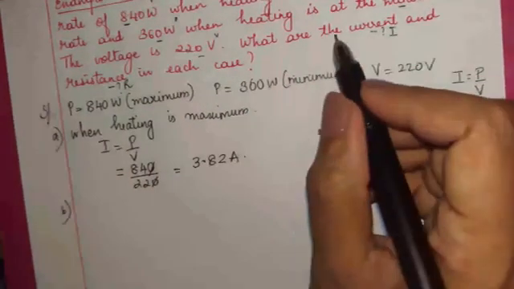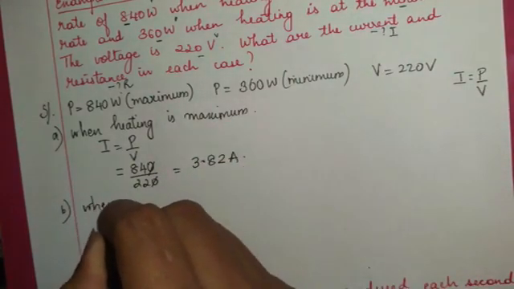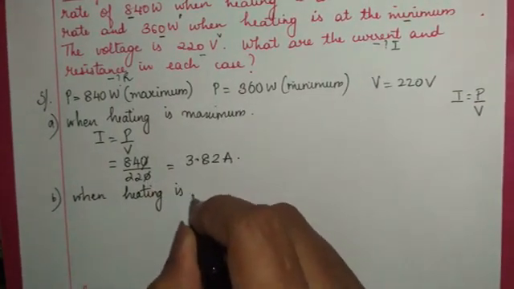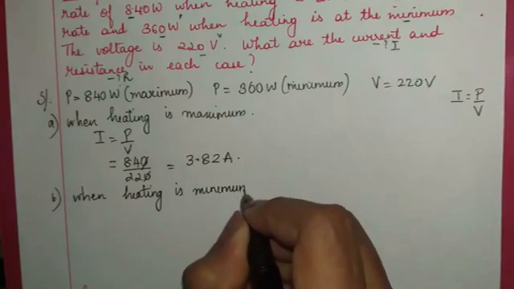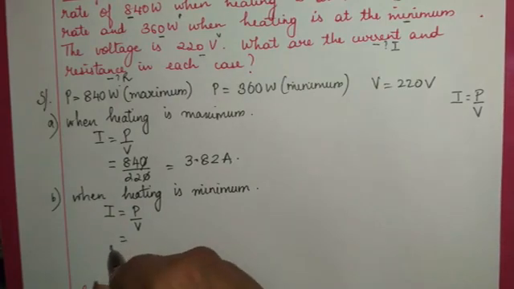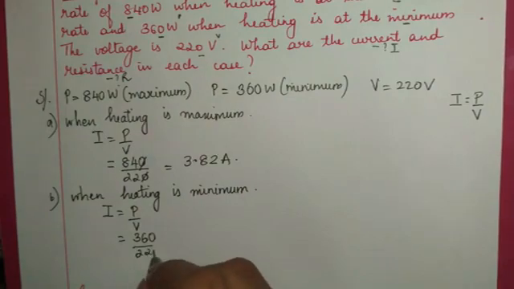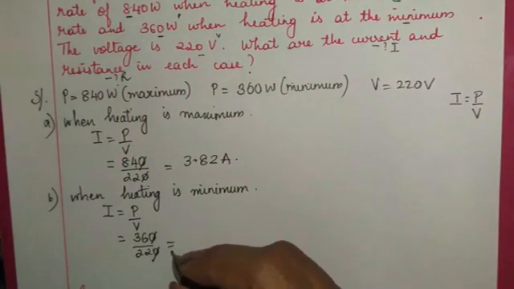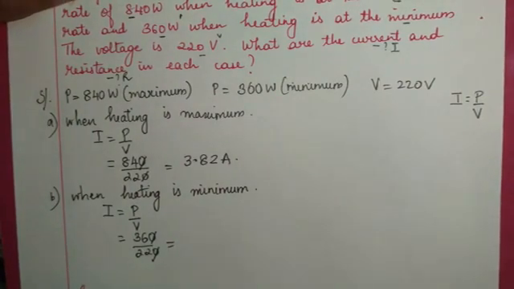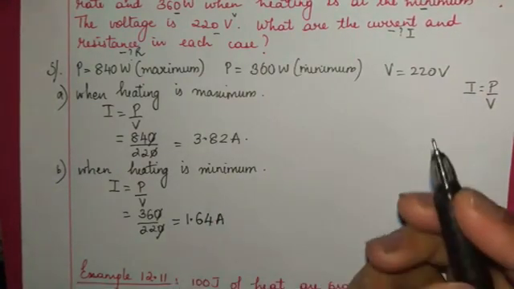Then in the next case, when heating is minimum. Let us see. Again you use the same formula, I is equal to P upon V. Now in this case P will be 360 upon 220. You cancel, divide and here you will get the answer as 1.64 amperes. Now this is not all.